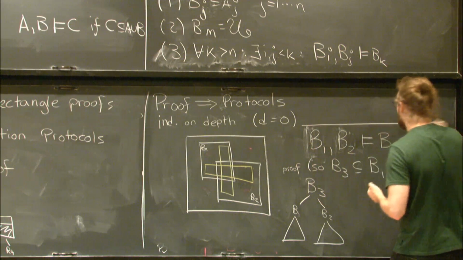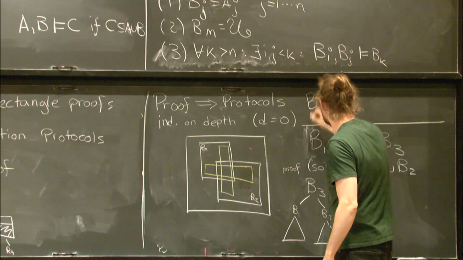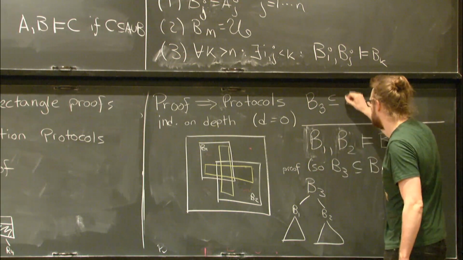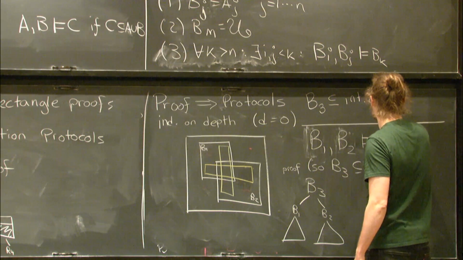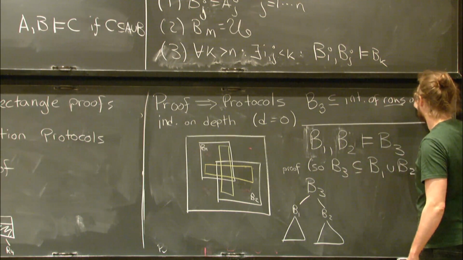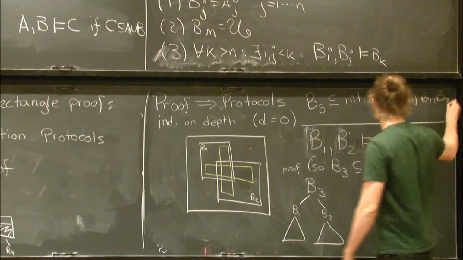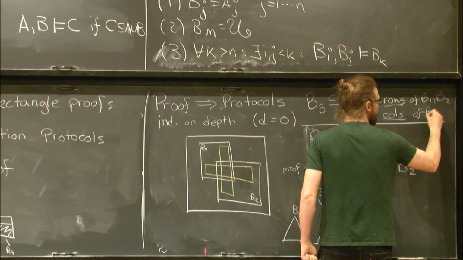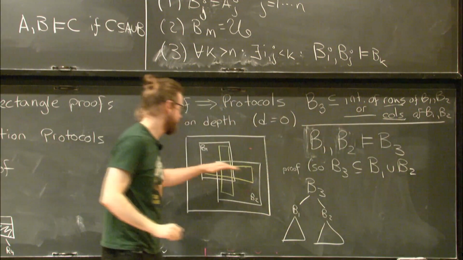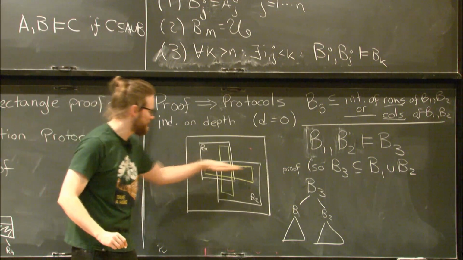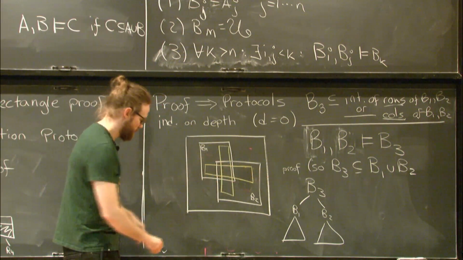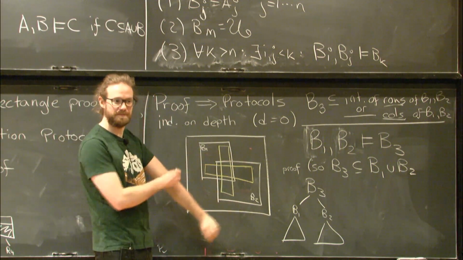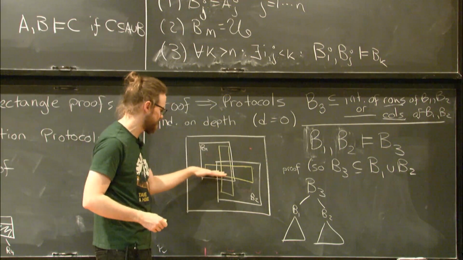So the main point is that B3 is either contained in the intersection of rows of B1 and B2, or it's contained in the intersection of the columns of B1 and B2. Right? And now, if it's contained in the intersection of the rows, then our job is easy, because it just tells you who speaks. Right? So in this case, it's contained in the intersection of the rows.